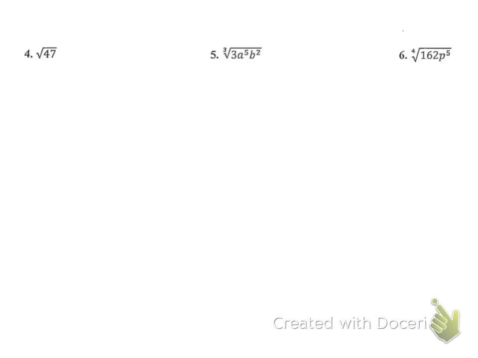Number 4, what would that be in exponential form? 47 to the 1/2 power. Good. All right, so 5's a little different. We haven't been over one like that. You give the coefficient and each variable exponents in exponential form. So that will be 3 to the 1/3.